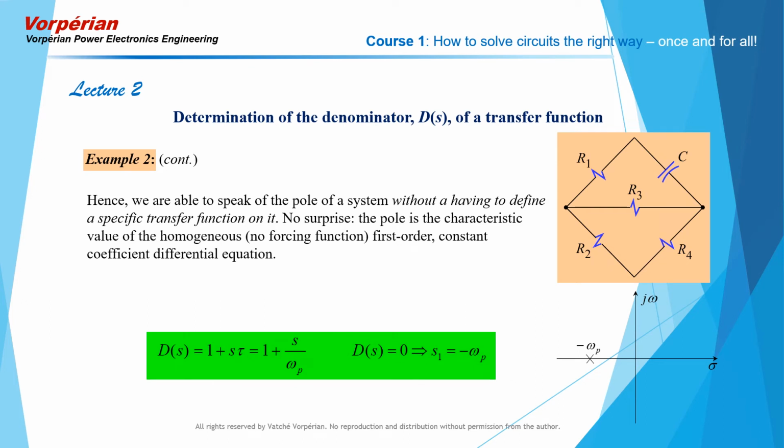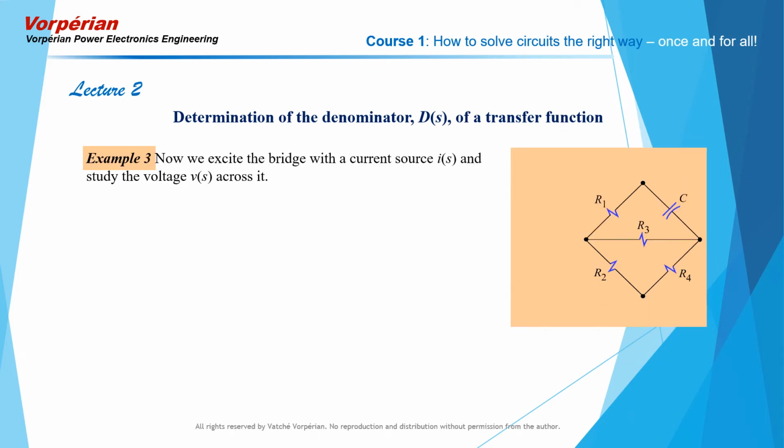We get the denominator D(s), whose root is the time constant, or the pole of the system, and its reciprocal is the time constant of the structure. And now we are going to excite the bridge with a current source Is and study the voltage Vs across it. And here's the current source being applied to this circuit, and here's the voltage appearing directly across it.